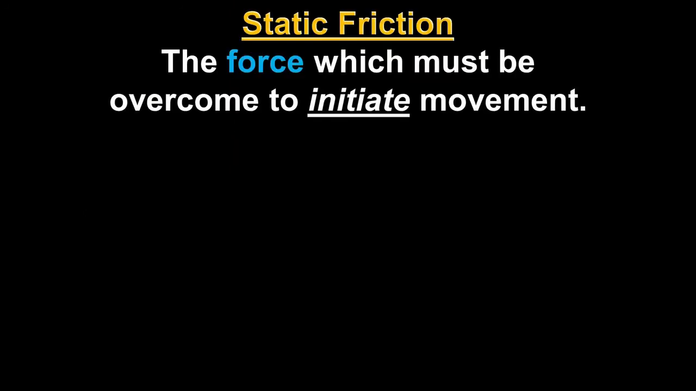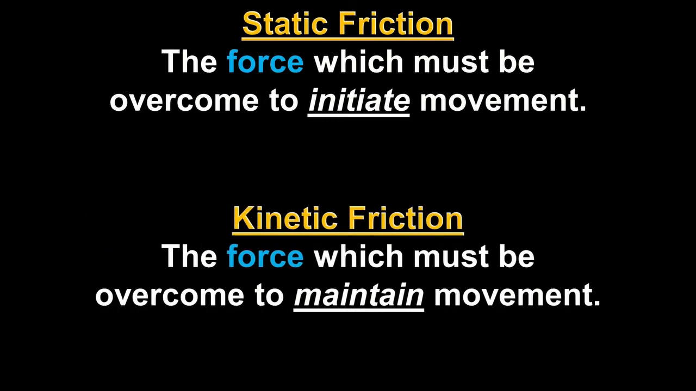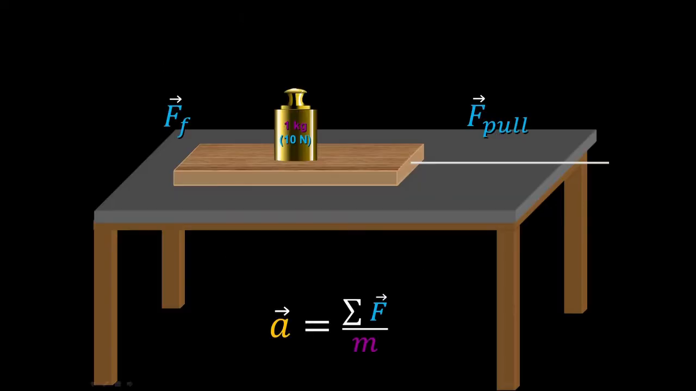So just to kind of formalize these two things, static friction is the force which must be overcome to get it moving, to initiate movement. And kinetic friction is once it is moving, that's the force that must be maintained, or overcome, to maintain this movement. So if I have a block of wood sitting on a table, with a little weight on it to press the wood into the surface so we can measure the forces.